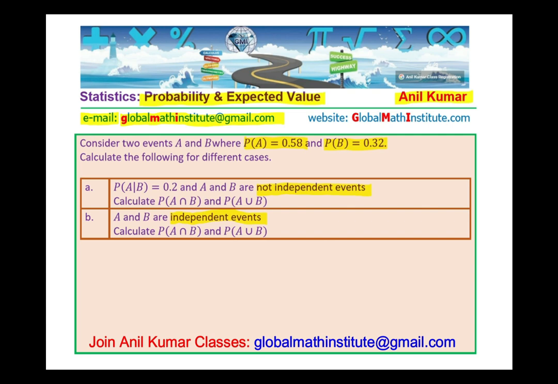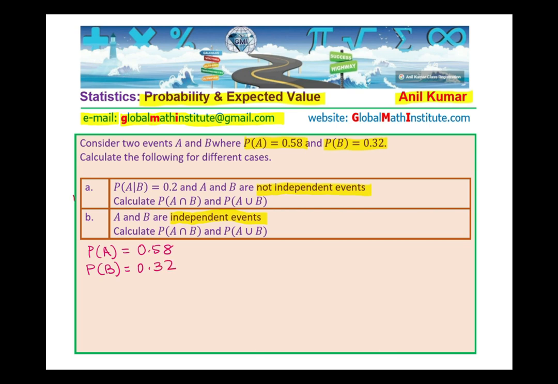Okay, so now let's consider the solution of the problem at hand. We are given two events A and B, and we are given their probability. So let's write down what is given to us. Probability of A is 0.58 and that of B is equal to 0.32. For part A, we are given that the probability of A when B has occurred is equal to 0.2.